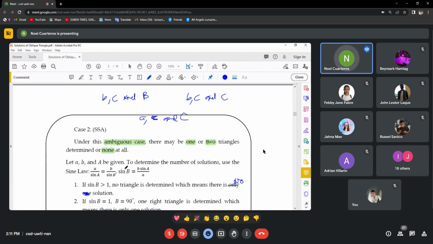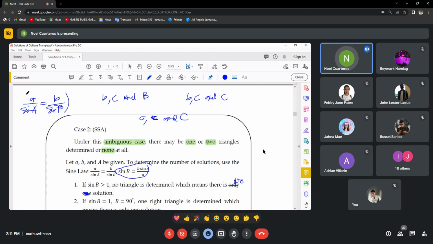Pareha niyo, given man ang yang angle A, di ba? Given yung side a, given yung side b. So, since our angle B is not given, all we have to do is to find this one. So, that's why now we come up with sine B is equal to b sine A over a. To come up with these results, we have a all over sine A, which is equal to b all over sine B.